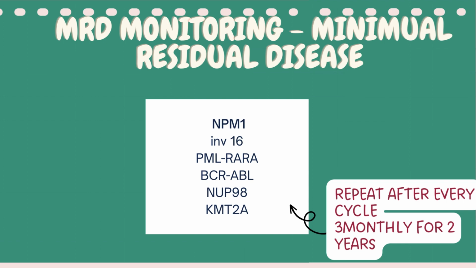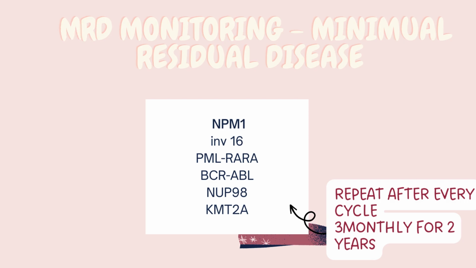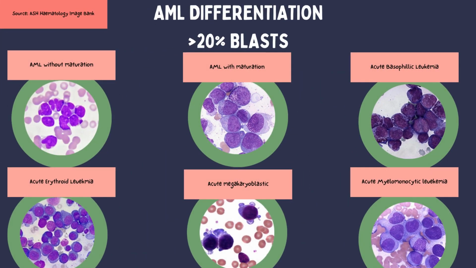The NPM1 gene is located on chromosome 5 and is the gatekeeper of AML, so it's not found in clonal hematopoiesis. So MRD negativity in the peripheral blood after 2 cycles is key. So AML defined by differentiation is shown below.